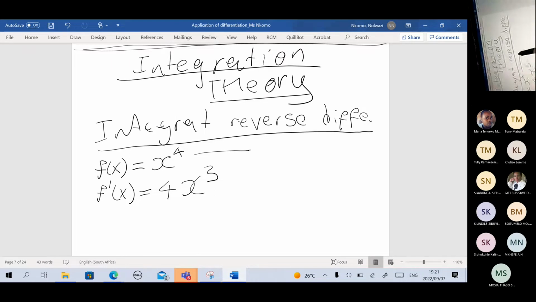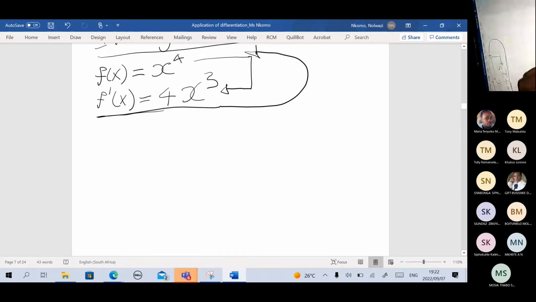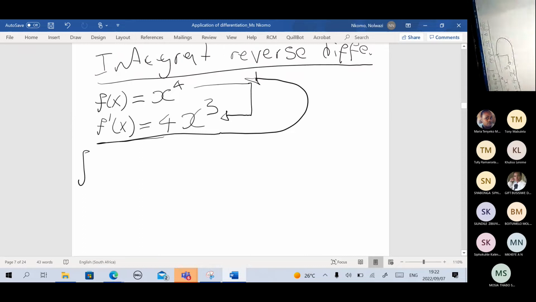We are given f at x, then you differentiate, you get this, right? Now, when you integrate these results, you should go back to the initial function. We use this sign to show that we are integrating. As soon as you see this sign, just know we are dealing with integration. We said if we differentiate this function, we get this function. Then to go back to here, you need to integrate this to go back to this, right?